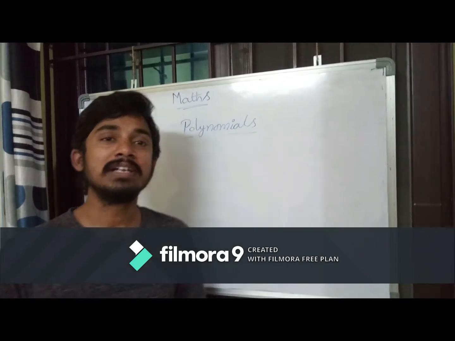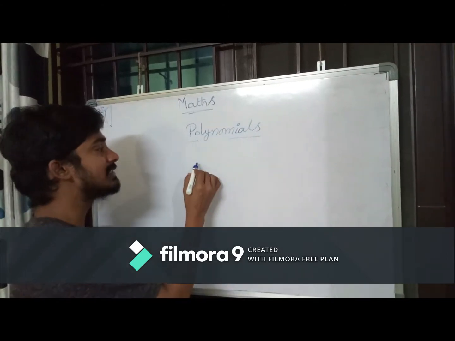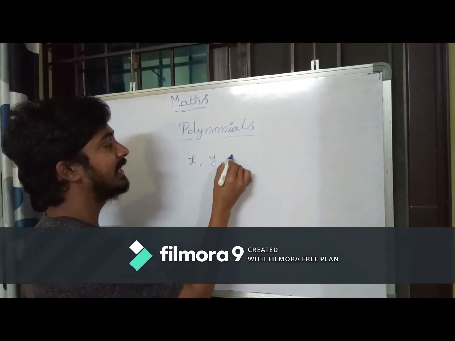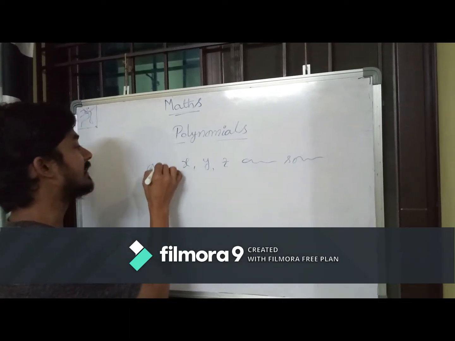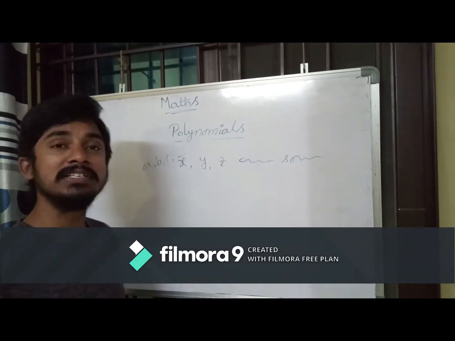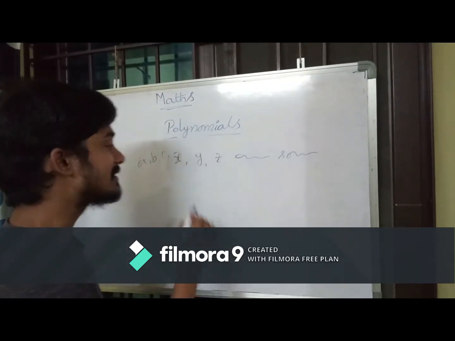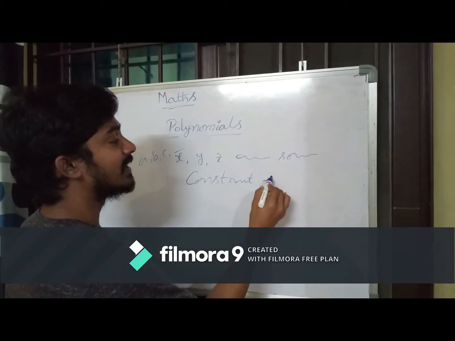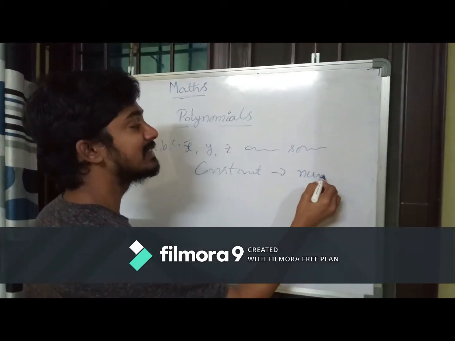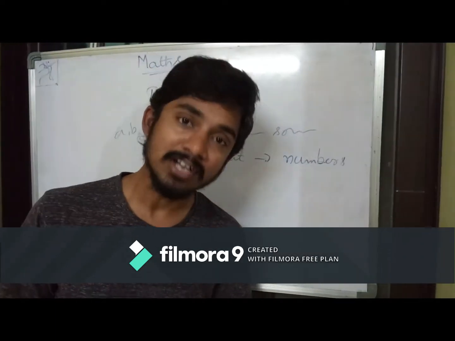For example, here terms and variables. Variables are x, y, z and so on. A, B, C, D. All letters are variables. Constant terms means all numbers are constant terms.